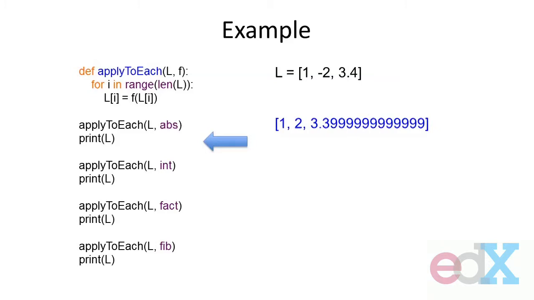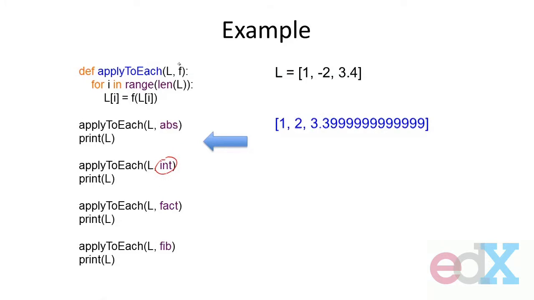And what's important to see is I've run through a loop where I'm just applying a particular value of F, in this case bound to abs, to each element of the list. Now, having changed L, let's do it again. Let's apply to each, again, the list L, now in the form of 1, 2, and 3.4. And in this case, I'm going to use int.